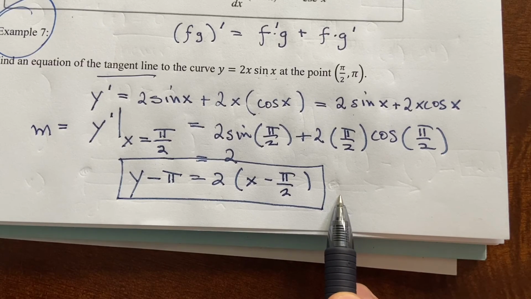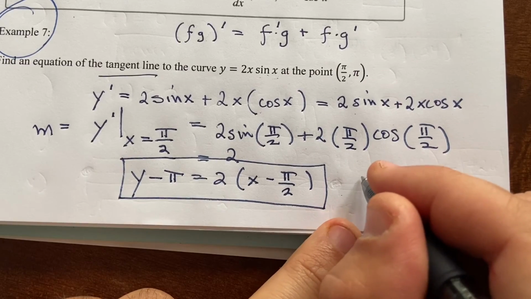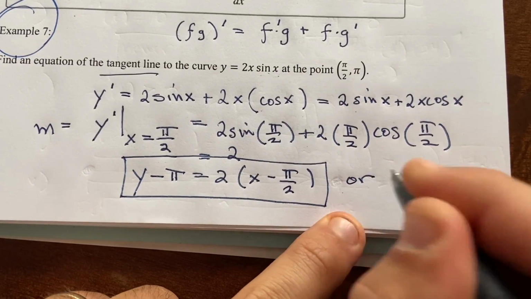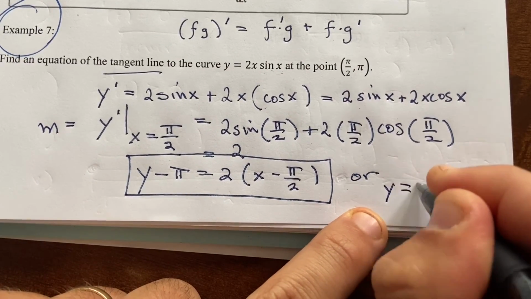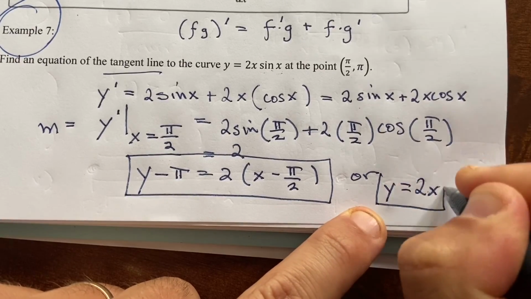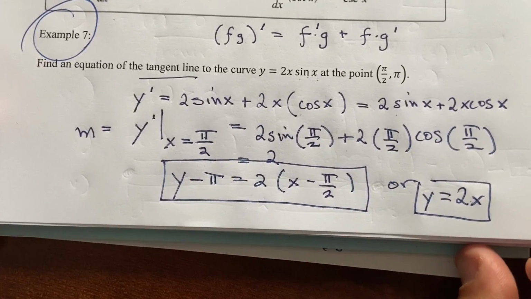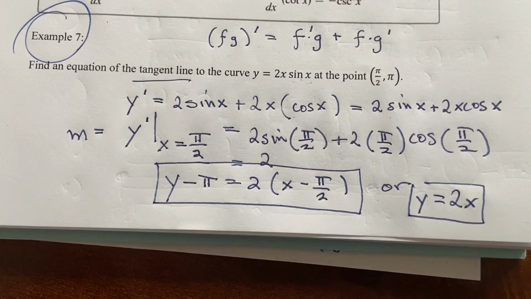Then if you simplify that into slope intercept, it's actually kind of nice. You just have y equals 2x. So to get a visual of this problem, I'll go to Desmos now. All right, stand by for that.